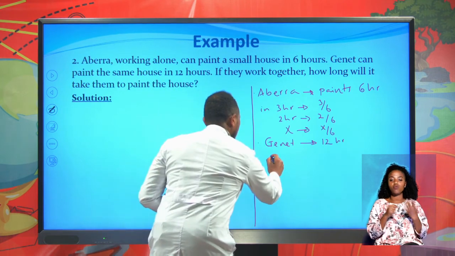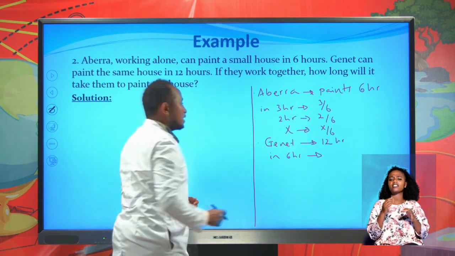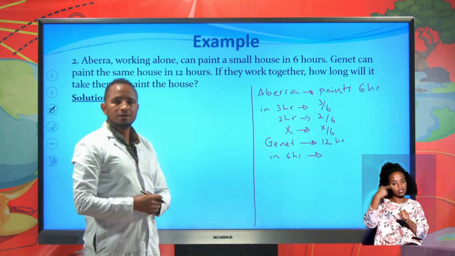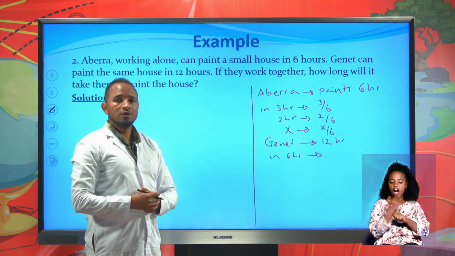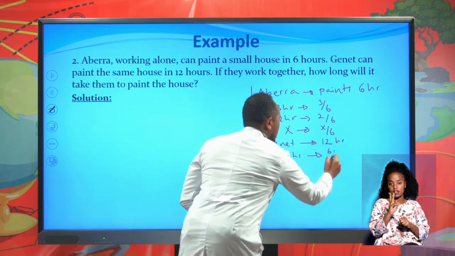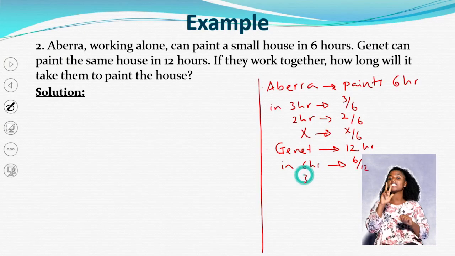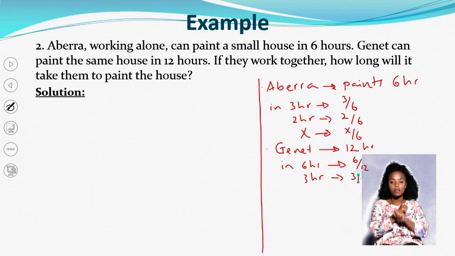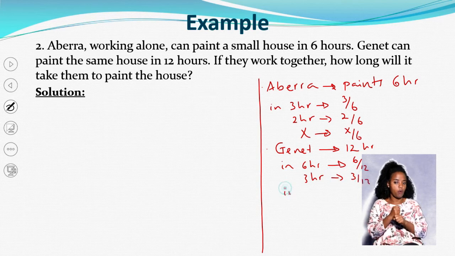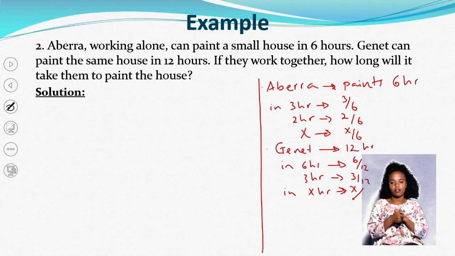So, in 6 hours, what fraction of the job can Gannet complete? She completes half of the job, or 6 over 12 of the job. In 3 hours, she completes 3 over 12 of the job. So, in x hours, she completes x over 12 of the work.